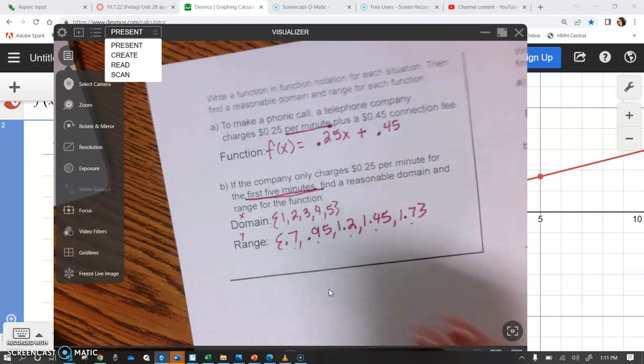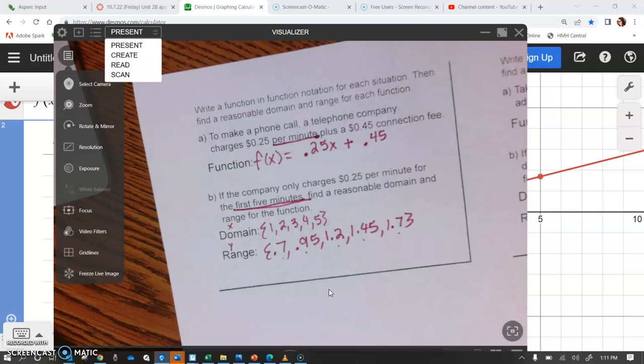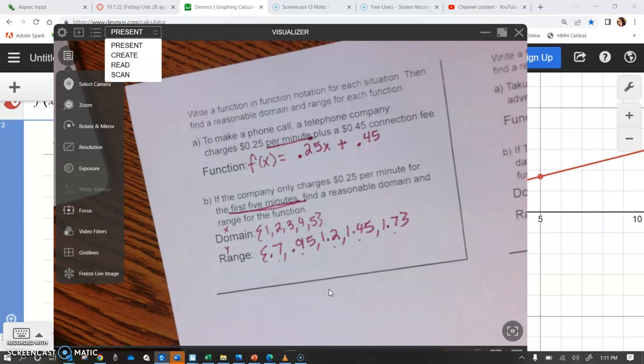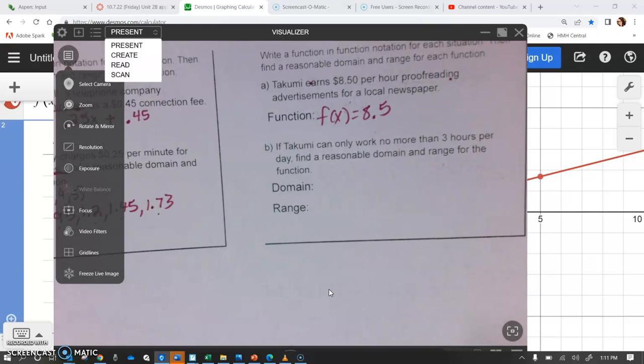Okay, so I want you to pause the video for a minute. I want you to try the next one. Okay, I'll give you the function, but I want you to find the domain and the range. So pause the video.